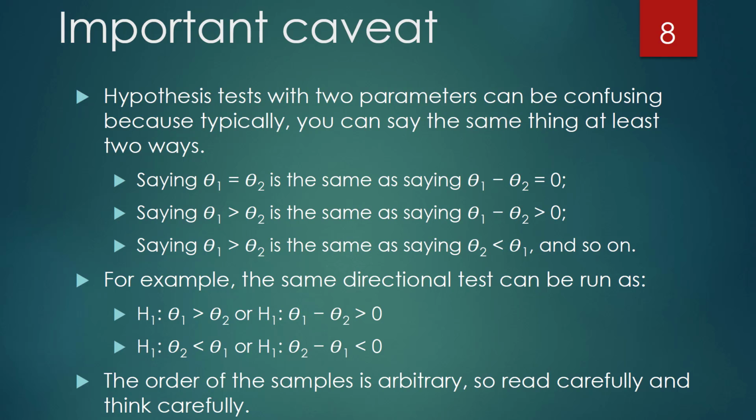And because the order of the samples is arbitrary, if you're doing a directional test, that is a left-tailed test or a right-tailed test, you can also run those tests two ways. So, for example, you could run a test as theta 1 greater than theta 2, but the same test could be run saying theta 2 is less than theta 1.